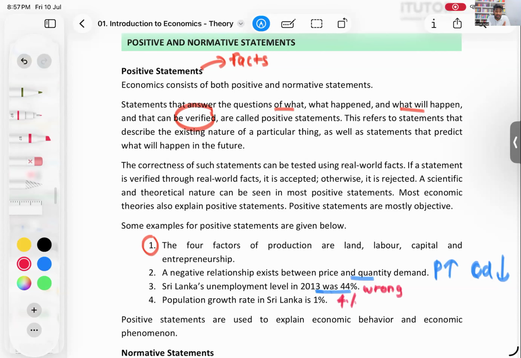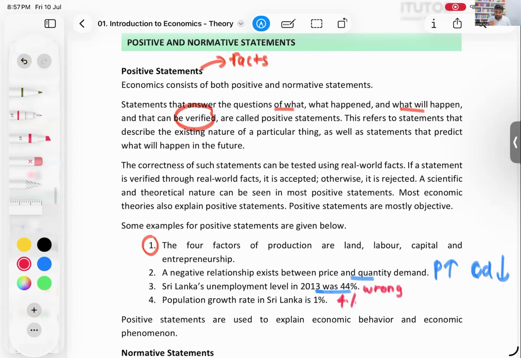Quantity demand, we learn in unit number 2. Quantity demand means how many units people will buy. That is what you call a positive statement. So what's a positive statement? Once again, it's about what has happened, what will happen. It's a fact. It can be verified. Verified means you can test and see whether it is right or wrong, true or false.